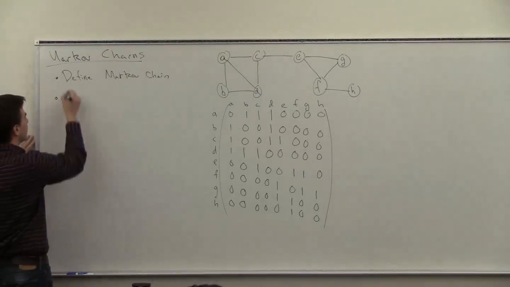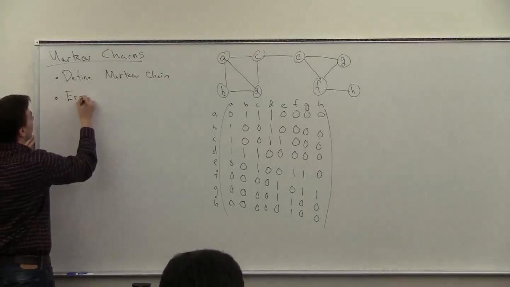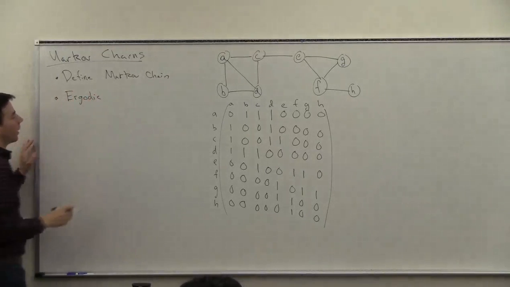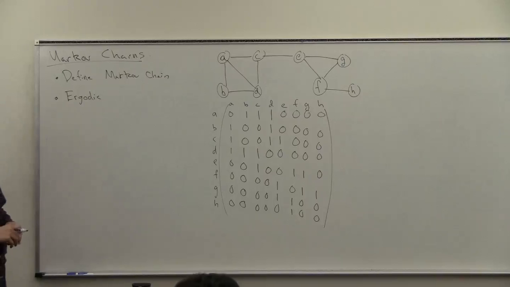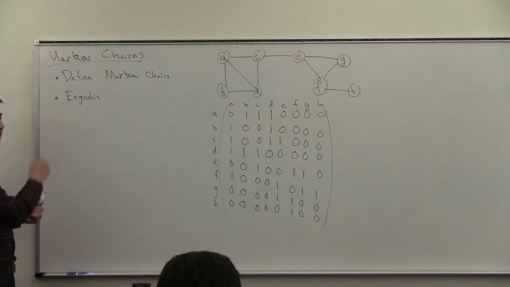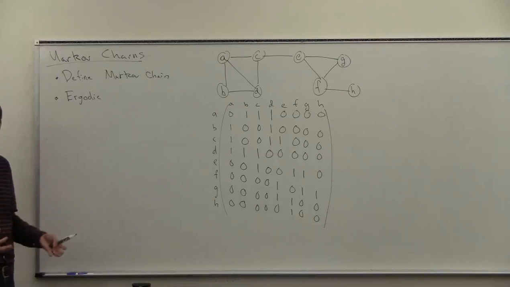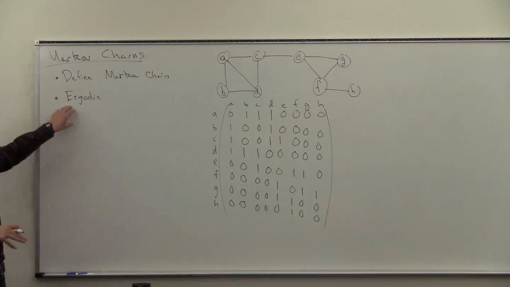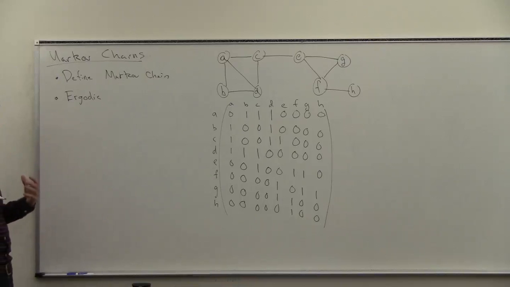Then there's an important definition of this term ergodic, and we'll talk about what it means for a Markov chain to be ergodic. It's a definition that was developed over time, and combines a bunch of properties in a clean way. And if this is satisfied, then a lot of nice stuff happens. So we'll talk about this and how to think about this property.